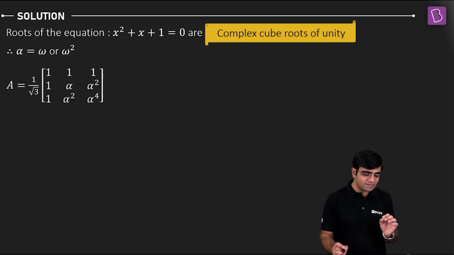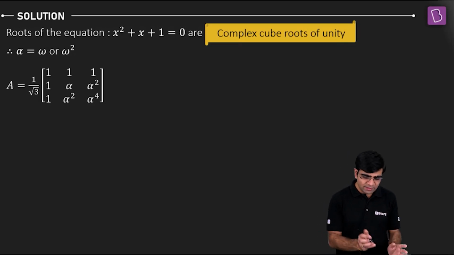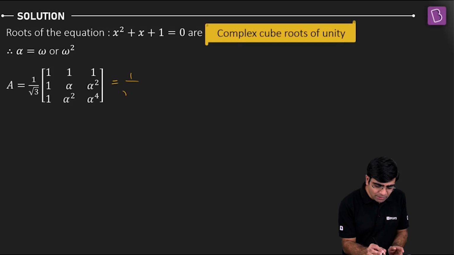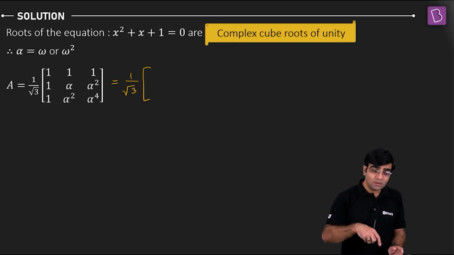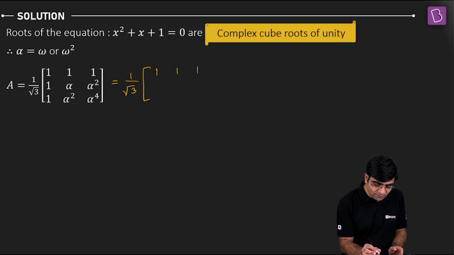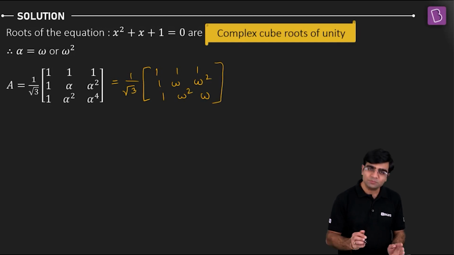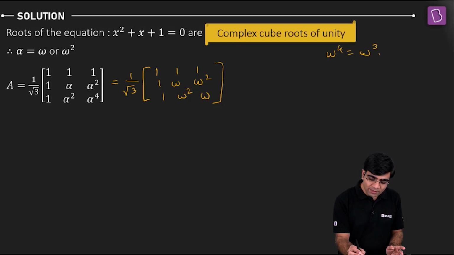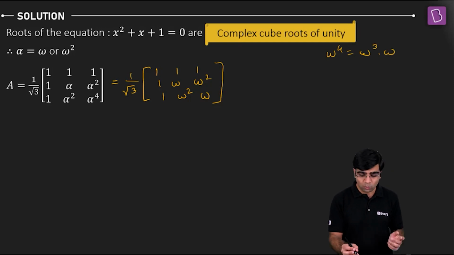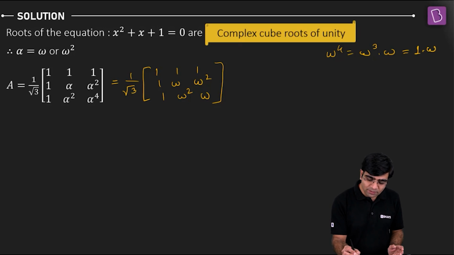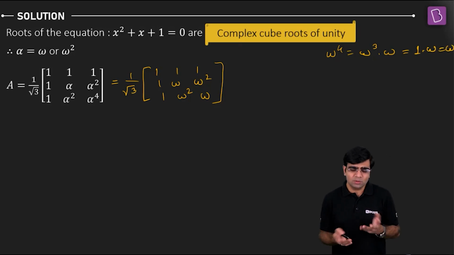Now my matrix A is defined as 1 by root 3 times the matrix 1, 1, 1; 1, alpha, alpha square; 1, alpha square, alpha power 4. So the first thing I have to sort out is plugging in the value of alpha as omega. So we get this as 1, 1, 1; 1, omega, omega square; 1, omega square, omega power 4. But omega power 4 is nothing but what? Omega. See, omega power 4 is nothing but omega cube into omega. And what is omega cube? 1. So what do you get? 1 into omega, or simply omega. As simple as it looks.